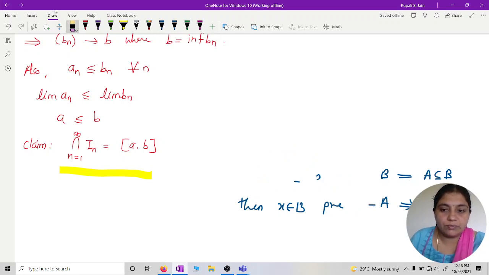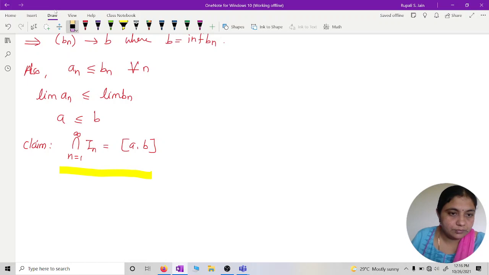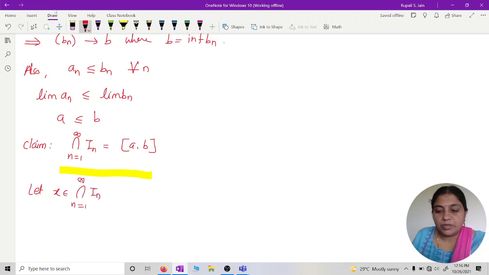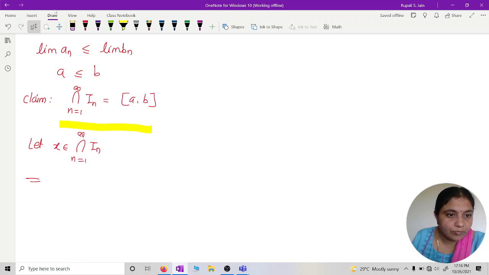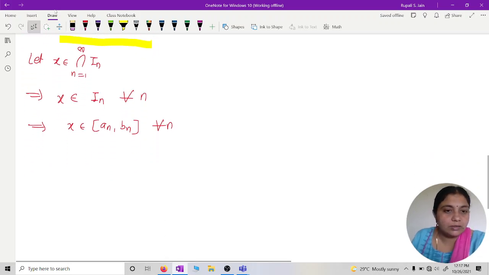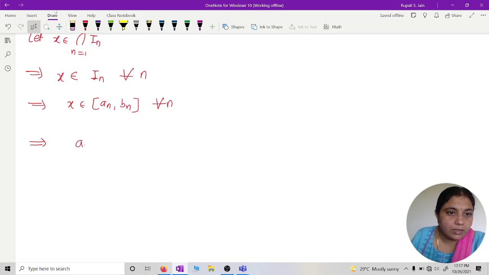So take an arbitrary element of one set and prove that it belongs to another set. So let x belong to the intersection of In for n equal to 1 to infinity. If x belongs to the intersection, then x belongs to In for all n. This implies x belongs to [An, Bn] for all n, right? So this implies An is less than or equal to x less than or equal to Bn for all n.